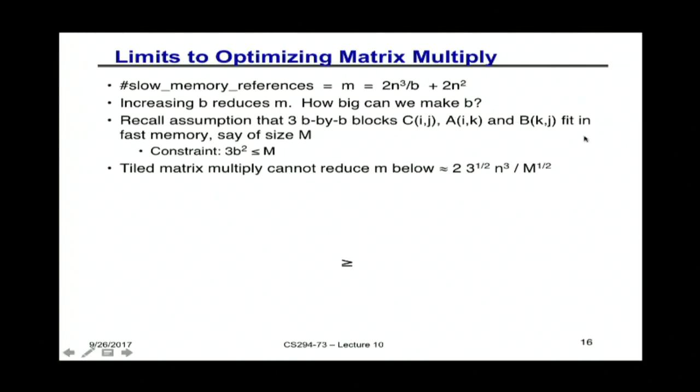So what's the limitation of this algorithm in order to do the optimization? The number of slow memory references we calculated is here. You can increase b, but suppose the fast memory cache size is M. Then 3b squared has to be smaller than M. You cannot have b bigger. You want b to be big, but it cannot be too big. So the tiled matrix multiplication cannot reduce M below this quantity, because b has to be smaller than this bound, and then you plug this b into the q ratio.